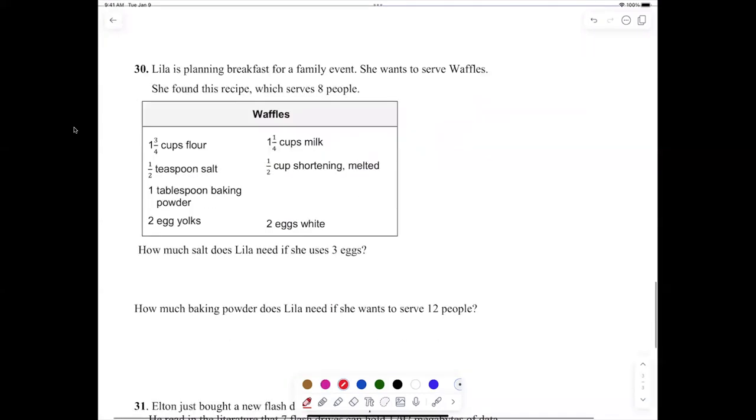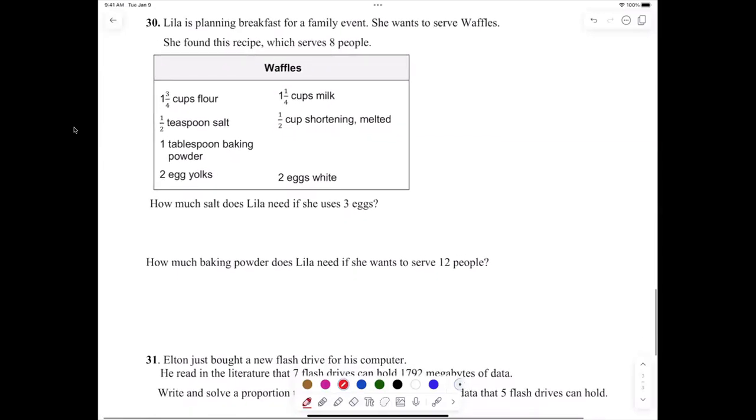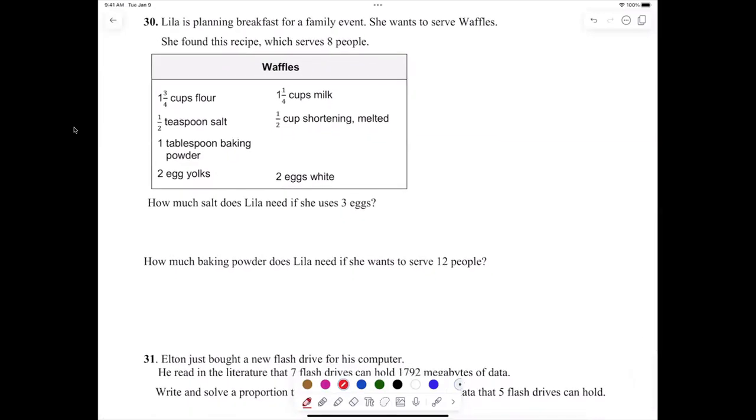Now I want to jump to number 30. A couple of the kids had a lot of trouble with 30, so let's take a quick look at this. Lila's planning breakfast for her family event. She wants to serve waffles. She found this recipe for how many people? 8 people. This is for 8 people.